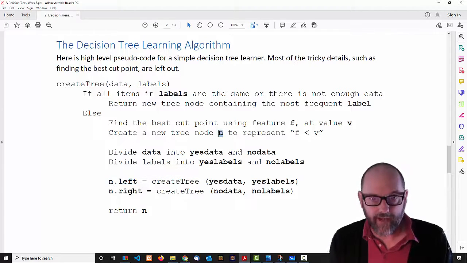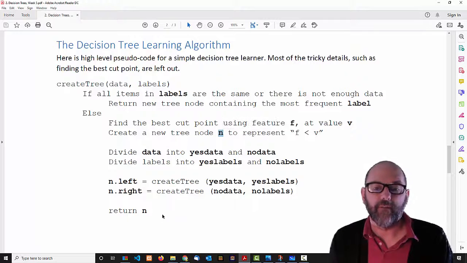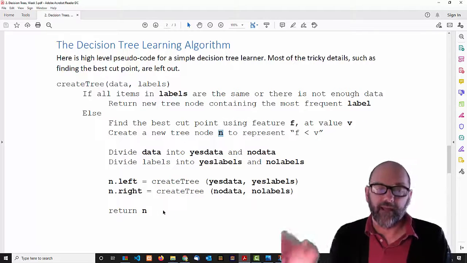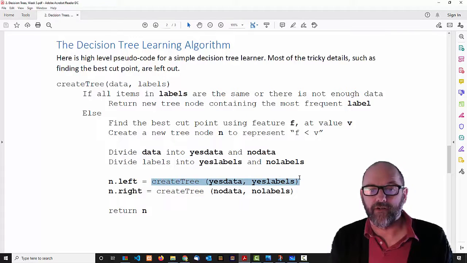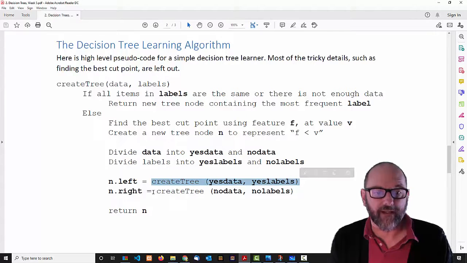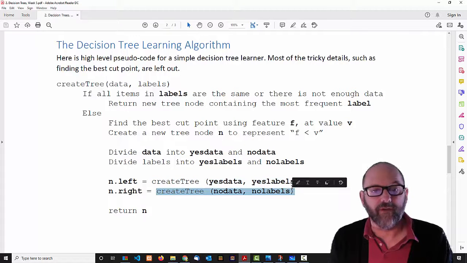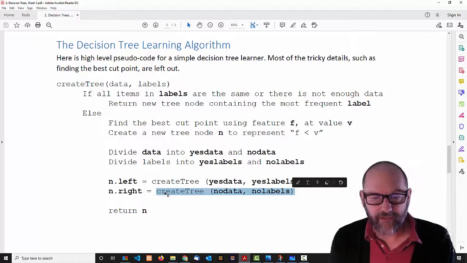And then you create your node n. Imagine a tree node. It might have a left and a right link. So then you assign to your left link the result of creating a tree with the yes data, and you assign to your right link the result of creating a tree with the no data. So these are the recursive calls. So we recursively call create tree on the smaller sets of data. We work on the left side first and then the right side.